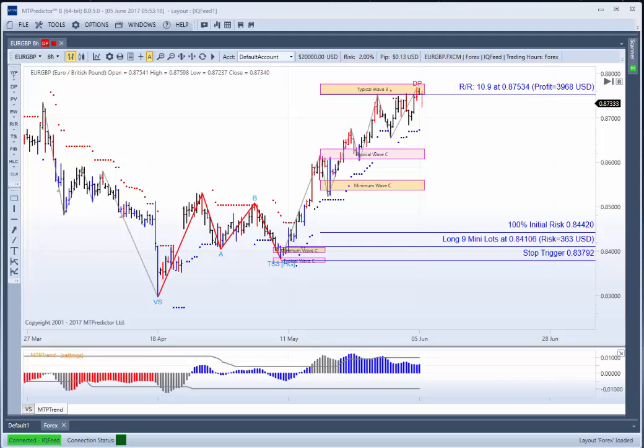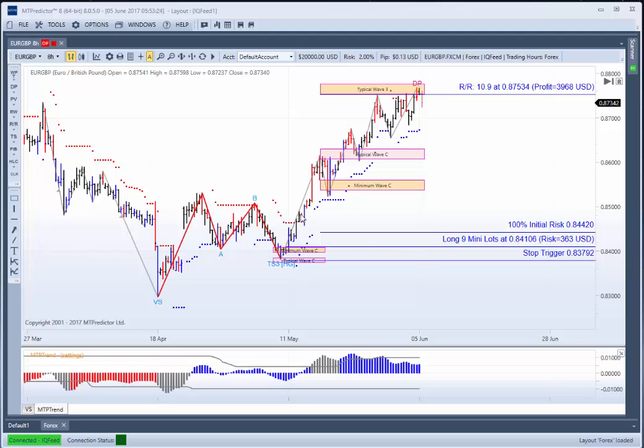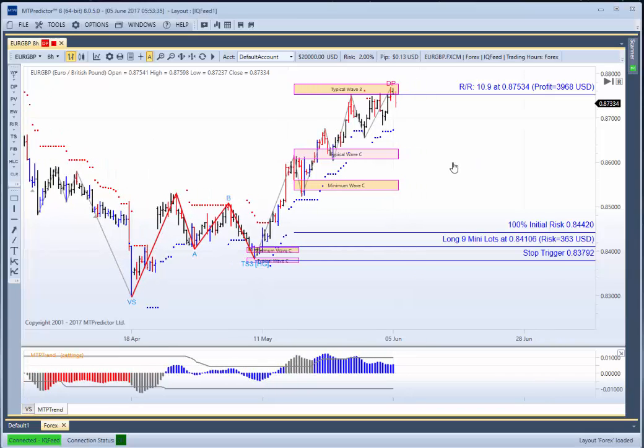If I just bring the video back in, that's what it was like at the time. This is what's unfolded now, and as you can see, the market has indeed continued to rally up. Again, this is the 8-hour chart on the EURGBP and has now hit our typical wave 3 WPT target. So as I said in the video, that would have been an almost 11-hour, well, it's 10.9 or 11-hour profit. So another great example of our MTPredictor Holy Grail trade setup.